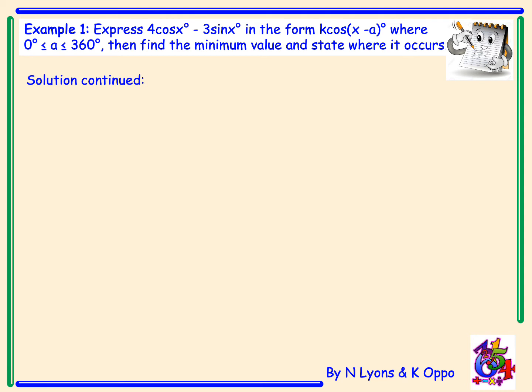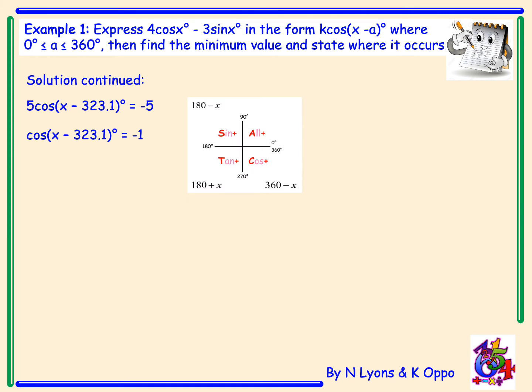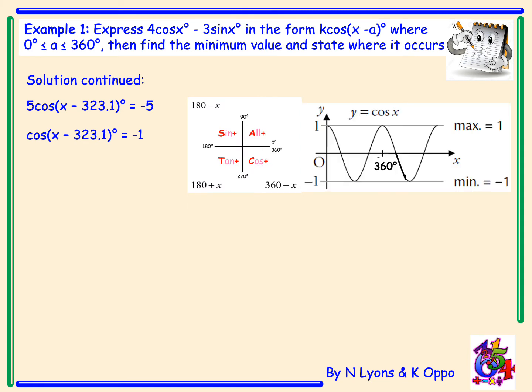So continuing our solution, we've equated our wave function to minus 5. We then need to rearrange to have cos on its own, so we're going to take the 5 at the front over and divide. So cos of x minus 323.1 degrees is equal to negative 1. So now we need to find the inverse cos of minus 1. You can do this without using a calculator or your CAST diagram because technically you should memorise your cos graph. And looking at our cos graph here, we can clearly see that it hits minus 1 at 180 degrees.